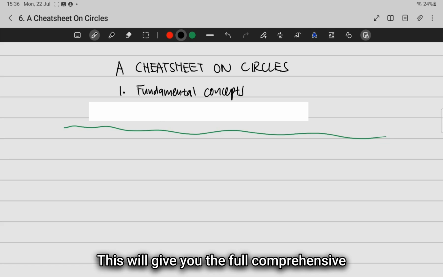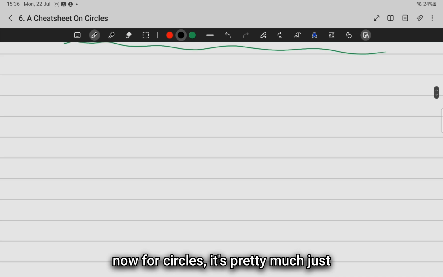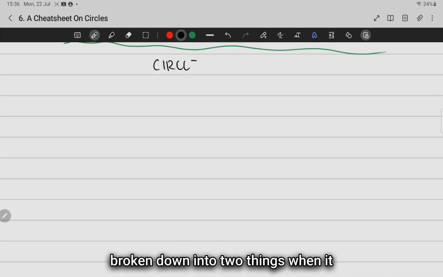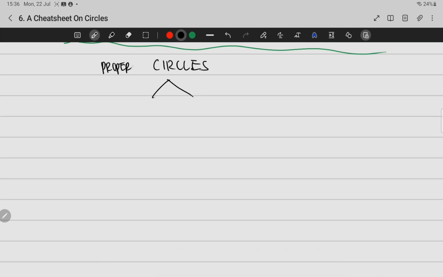This will give you the full comprehensive guide as to everything you need to know in order to solve any circle question you will ever encounter in your life. Now, for circles, it's pretty much just broken down into two things when we are talking about properties of circles.